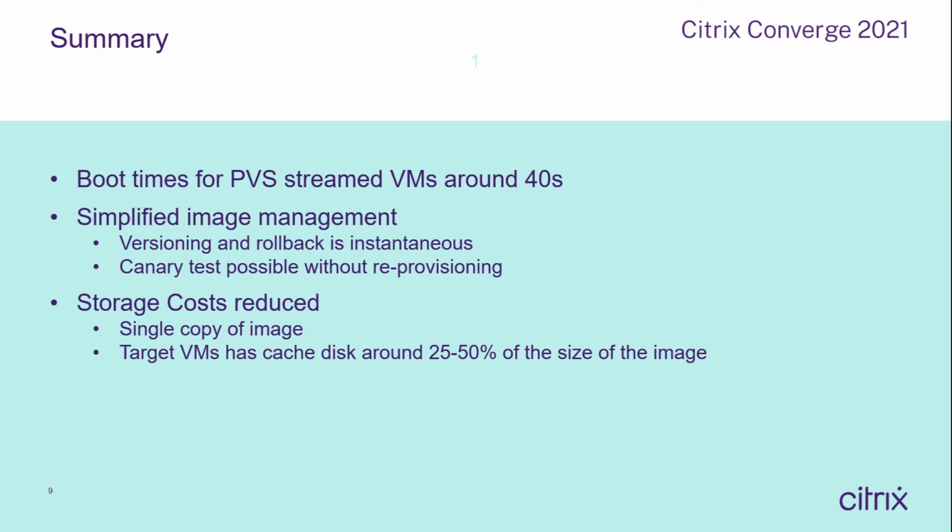It provides the simplified image management that you're used to running on premise, so that versioning and rollback is instantaneous. And it will reduce your storage costs in the cloud because it's a single copy of the image. Now, each of the target VMs has a cache disk, but that's usually around 25 to 50% of the size of the image, giving you immediate savings.